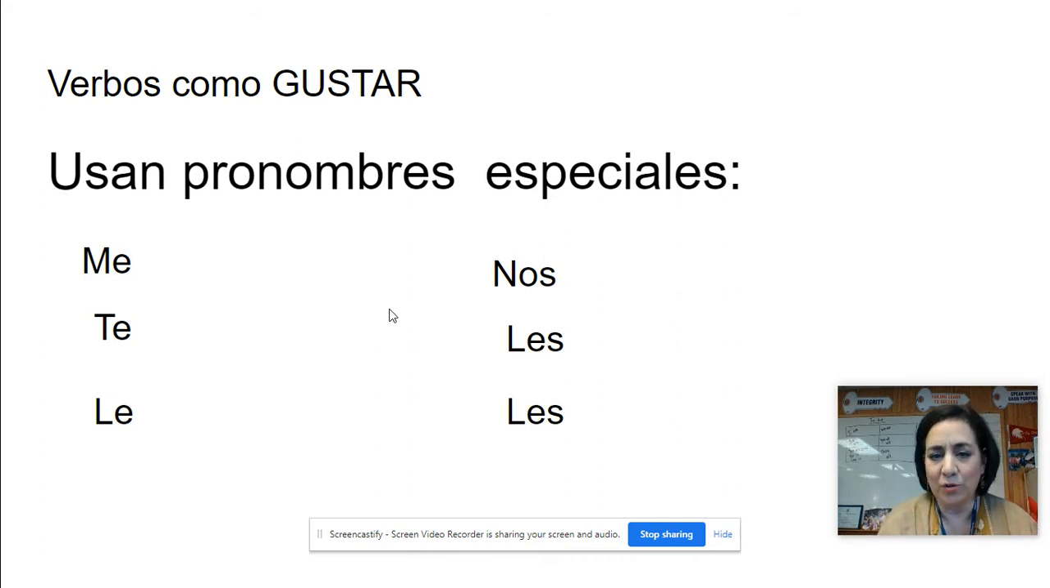I know you know how to use the verb gustar because you've done a lot of work using me gusta, te gusta, le gusta, and things like that. Now, the challenge is not to get them confused with the other pronouns. That's why we are organizing them today.